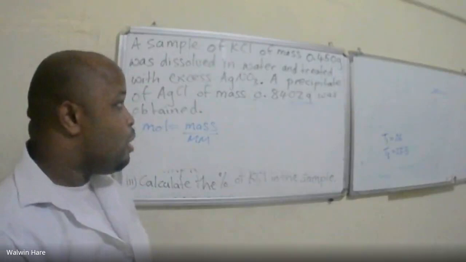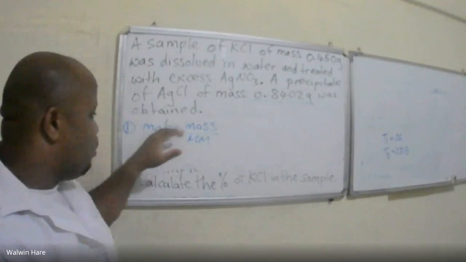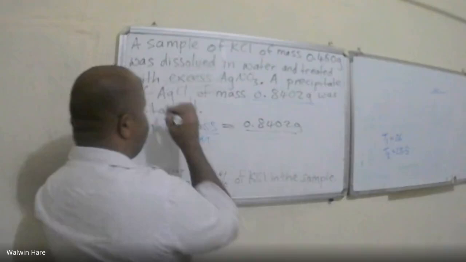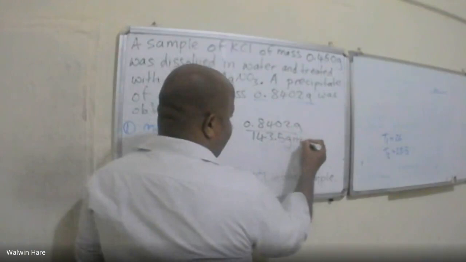So you are given mass. So mole is mass over molar mass. So it's 0.8402 grams divided by silver chloride, the molar mass is 143.5 grams per mole. Joanna, is that an answer? Sir, about 5.86 times 10 to the negative 3. Sorry, 5.86 times 10 to the negative 3.